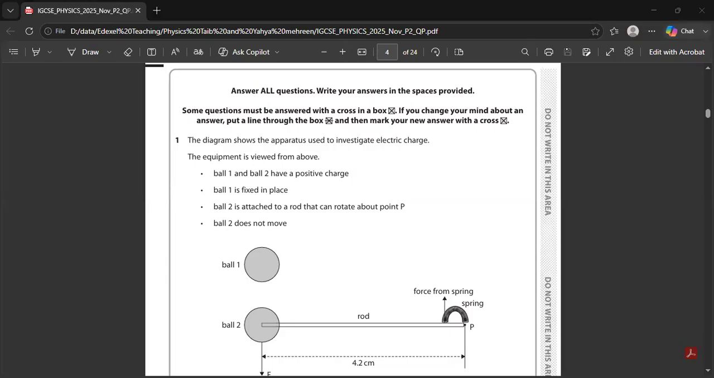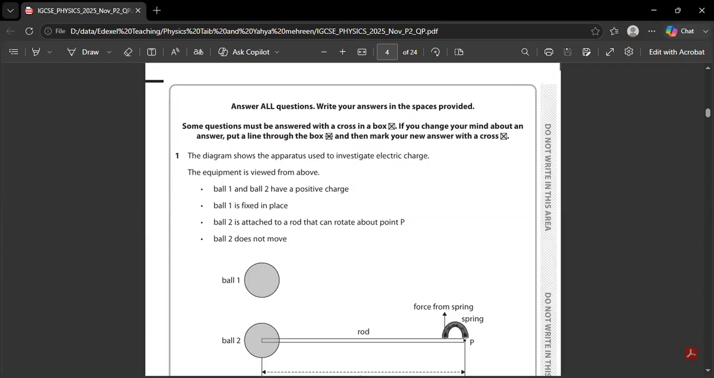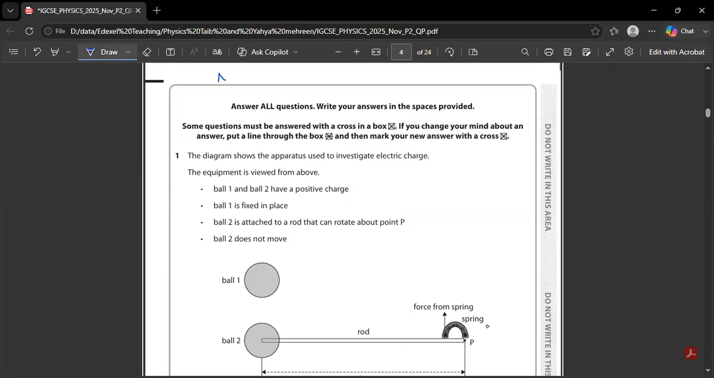All right. So this paper is from November 2025, and that's going to be paper two. And the first question is about the electric charge. The diagram shows the apparatus used to investigate electric charge.